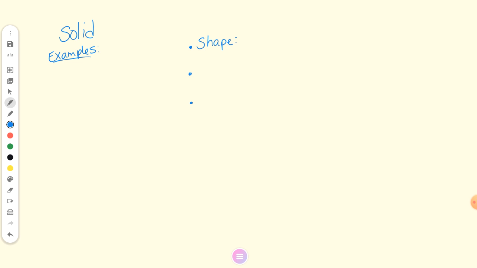What do we know about the shape of a solid? Definite or not definite? Maya? It has a definite shape. So let's write definite shape. If I could spell, that says definite. Definite shape. In parentheses, we're going to put what that means. What does it mean if it has a definite shape? Haley? It'll stay the same shape. Yeah, it does not change. Doesn't change.